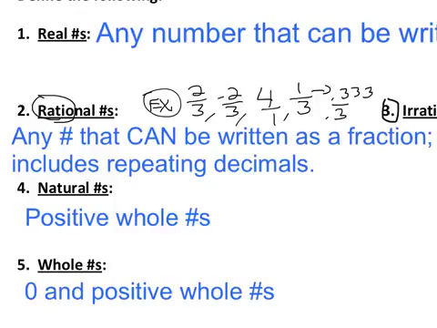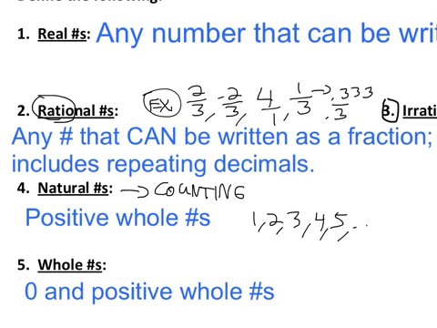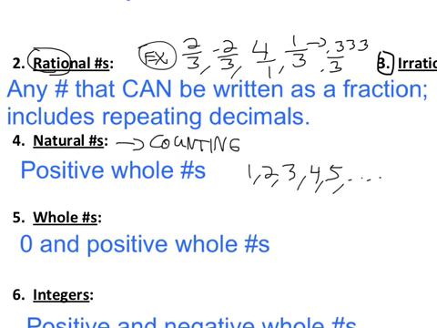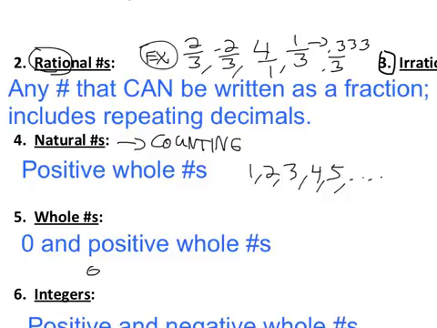Okay, number 4, we call this natural numbers. Another name for this is the counting numbers. The reason we call it the counting numbers is that when you count, you always start with the number 1. So it's just the positive whole numbers: 1, 2, 3, 4, 5, 6, and you keep going. You never count with negatives, and when you count, you never include the number 0. The next one, whole numbers, is almost the same exact thing, except you include 0. So whole numbers are just 0 and then all the positives, 1, 2, 3, 4, 5, 6, and then you keep going.